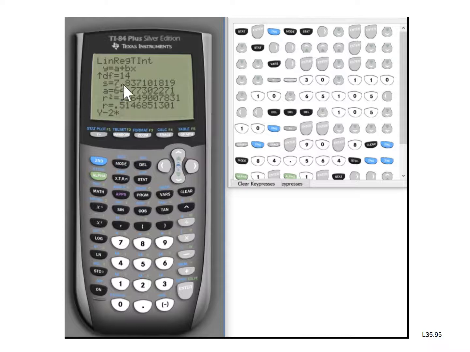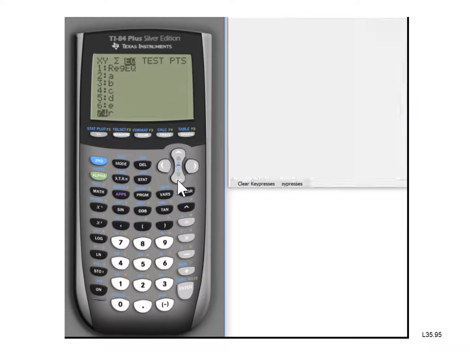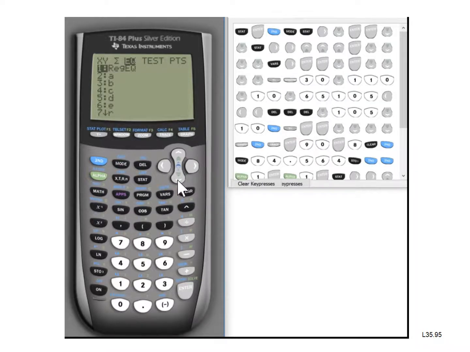So you can either just type it in, it happens to be right there, or once you compute this regression, it stores that in little s. We don't have a little s on our keyboard, but if you go under variables and go down to statistics, go over to equation. Nope, not equation.